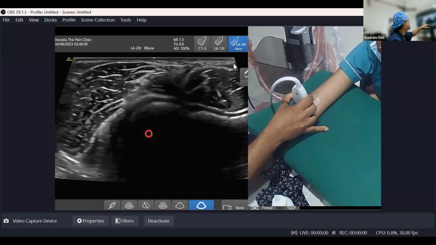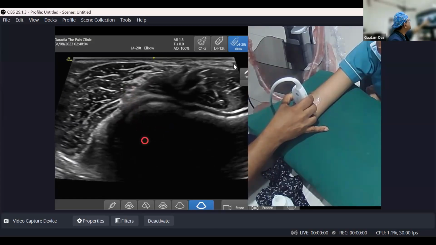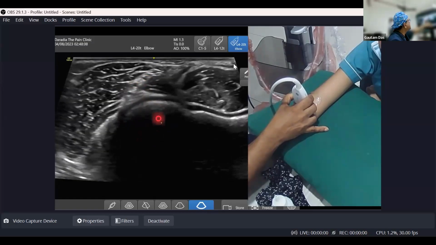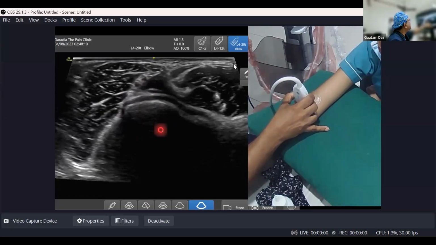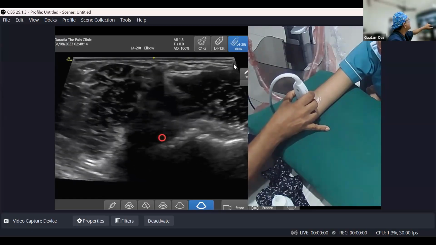So now another vessel is coming here. Pulsating vessels here. This was another vessel. So this is the deep branch, this is the superficial branch. If I'm going above, vessels are not there, and this deep and superficial branch is getting united to form the one nerve.